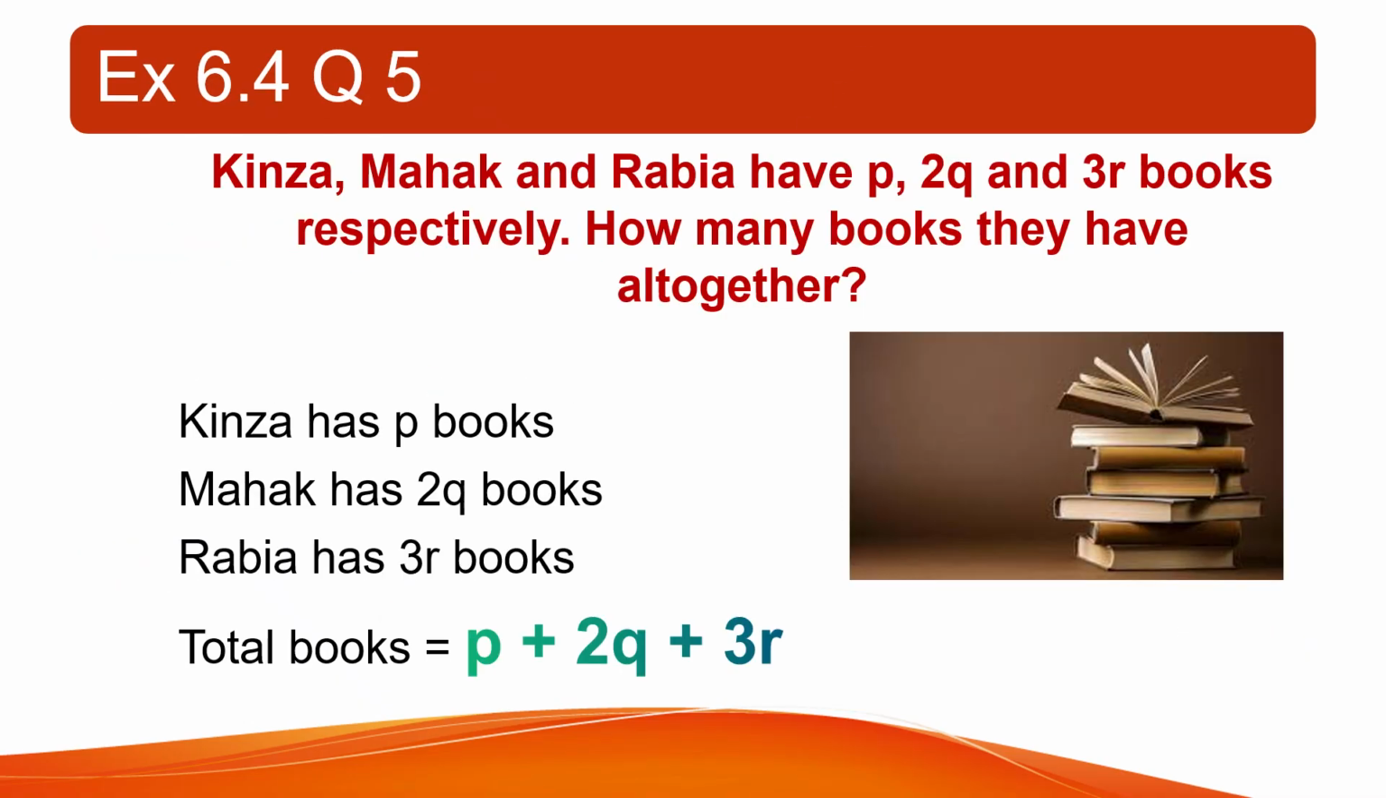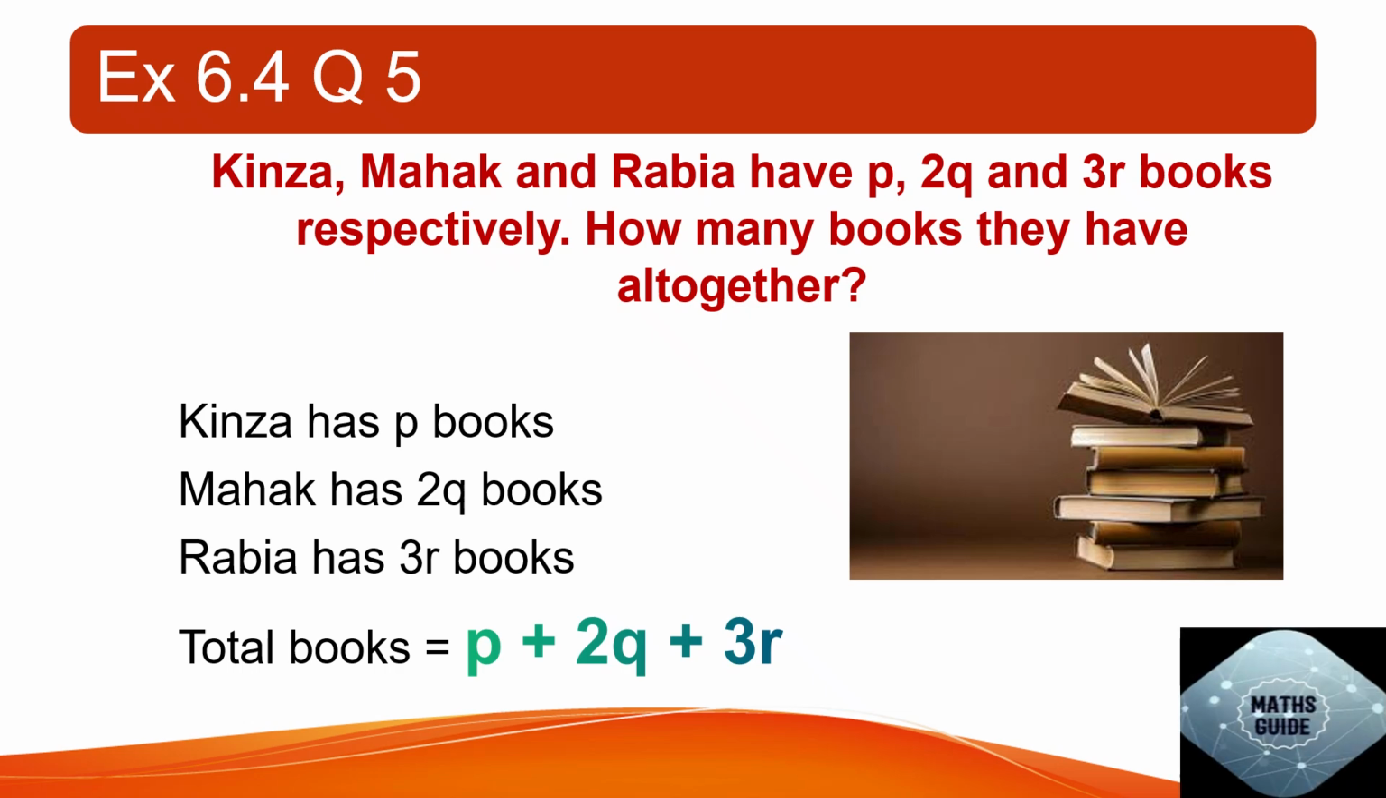Now exercise 6.4 question number 5. We have a question. Kinza, Mehek and Rabia have P, 2Q and 3R books. P, you can consider any subject, for example P is a mathematics book, Q is an English book, and R means a science book. So instead of the names of the books, we have used variables P, Q and R. So Kinza has P books, Mehek has 2Q books, and Rabia has 3R books respectively. How many books do they have altogether?